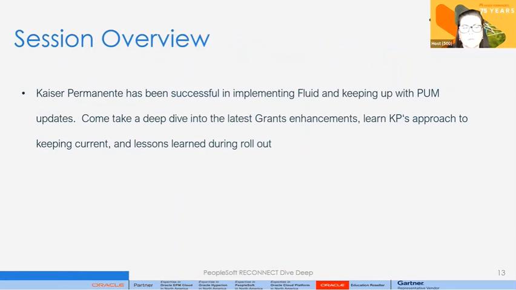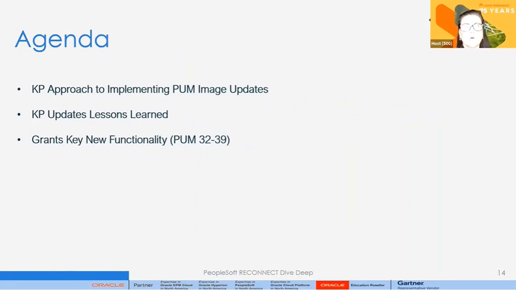All right, so the session overview. Kaiser Permanente has been successful in implementing Fluid and keeping up with PUM upgrades. This session will talk about our roadmap and our experiences, what worked for us, what didn't. And then we'll also take a look at the Grants features that have been released in images between 32 to 39. So we'll talk about the KP approach to implementing PUM image updates, KP lessons learned, and Grants new functionality within those PUM releases.